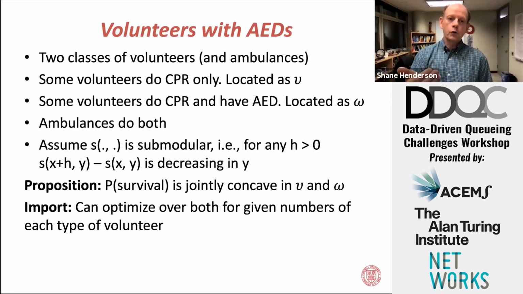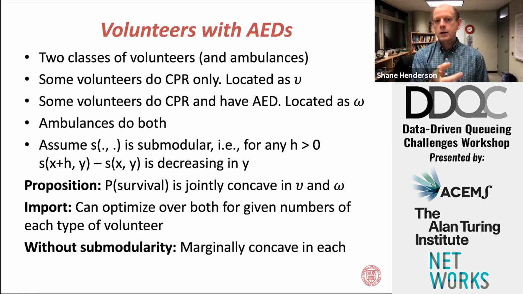Now it turns out we need to impose some structure on the survival function because there's an interaction that wasn't there before. If this survival function is submodular, and don't worry about the details, the main thing is that you need some additional conditions, then the survival probability is jointly concave in these two location probability measures. If you have, say, 300 locations around a city, this nu here is 300 dimensional, so is omega. So this is a 600 dimensional problem, and this probability is jointly concave in those two. And then it's quite efficient to optimize over both of those probability measures.